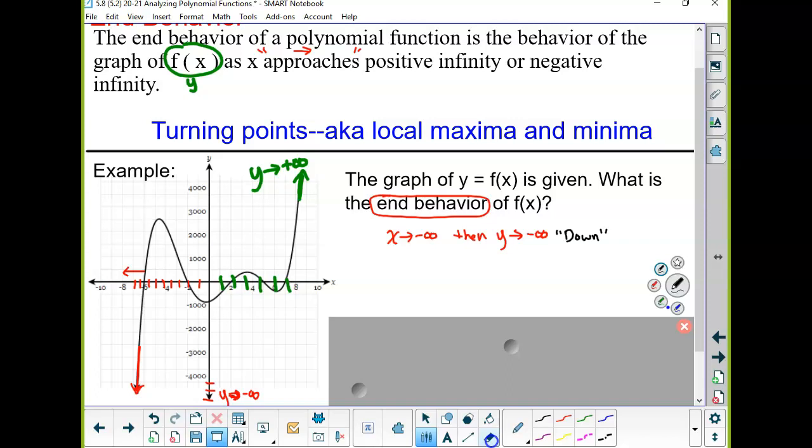So again, down is not the accurate description. You have to use the notation. So now, what happens as x goes to positive infinity? So as x approaches, the arrow stands for the word approach, positive infinity, which means as I move to the far, far right of my graph, then the y value in this specific case is going up to positive infinity.